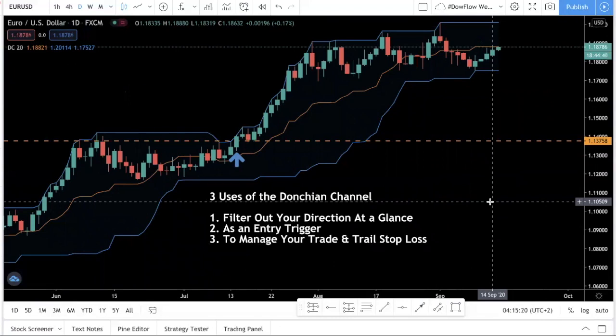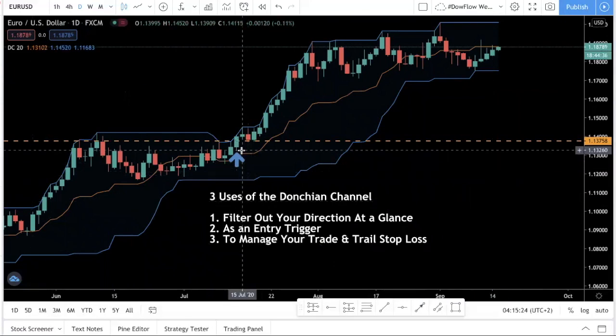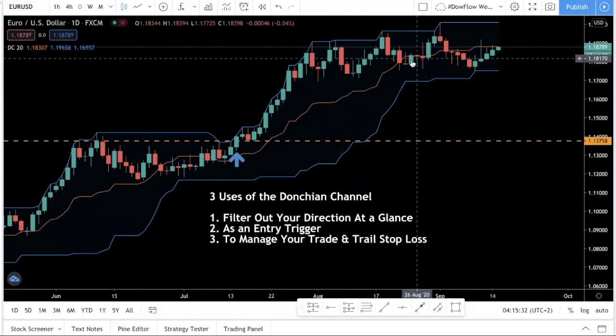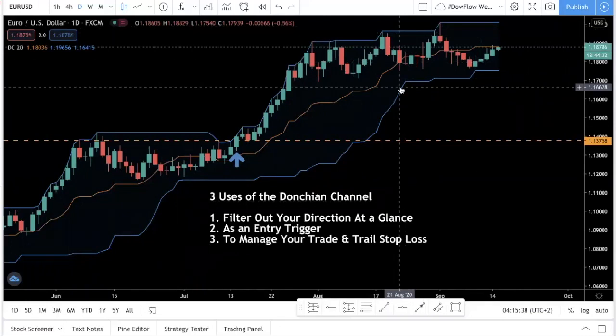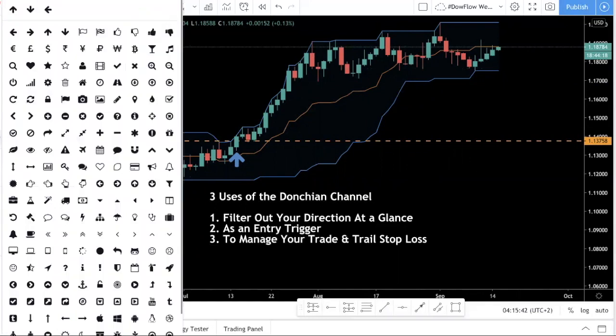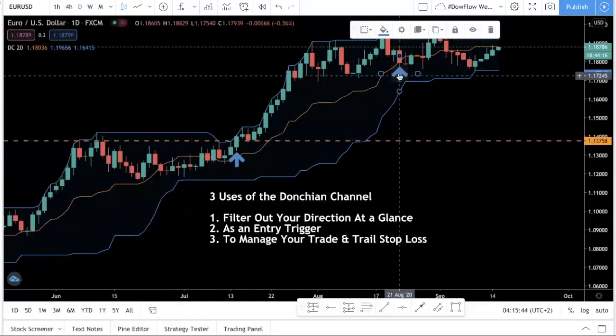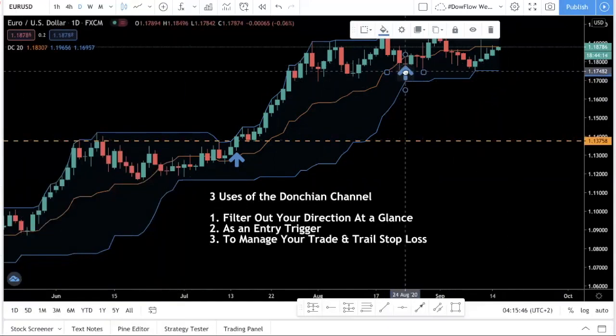Now let me just go through the last one. Let's say you entered the trade over here. You can also use a Donchian channel as a trade management tool to manage your trade. So let's say price keeps going up. What you can do is monitor for price to break below the orange line, which is the average of the upper and the lower band. If you want to be more conservative, you could have exited somewhere here when price broke the orange line.